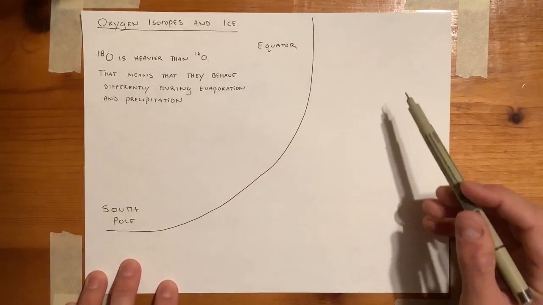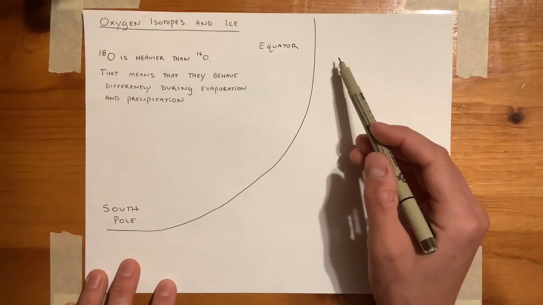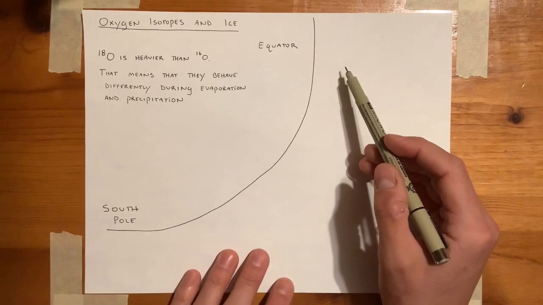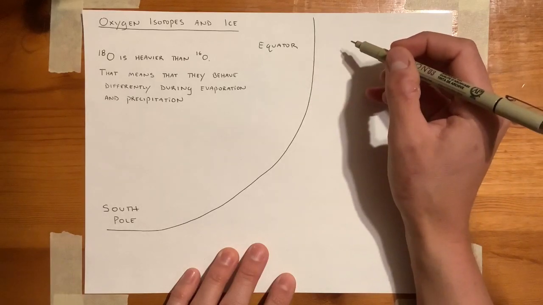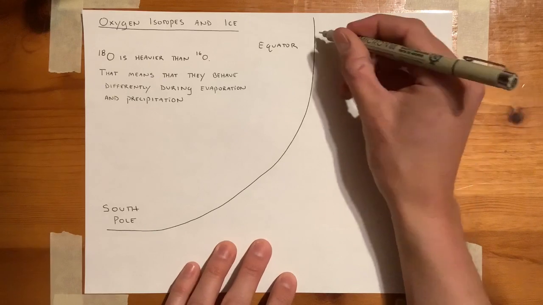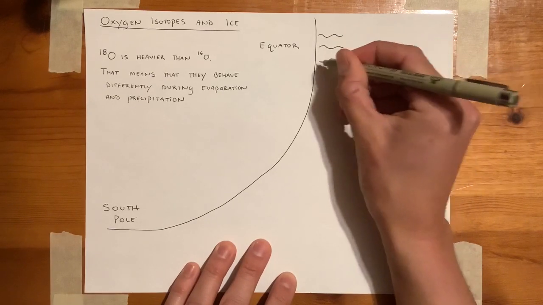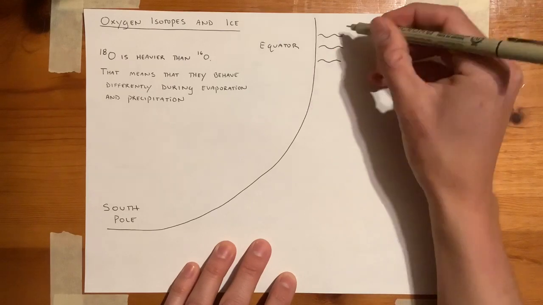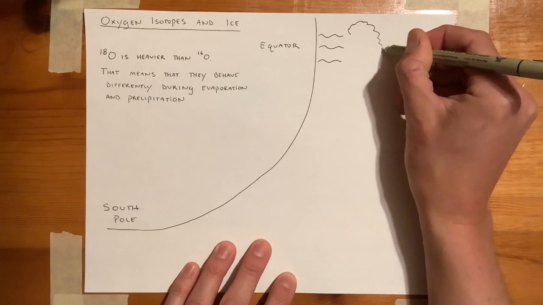Okay, so remember that at the equator, we receive much more direct sunlight, and so the equator is warmer than the poles. That means that the equator is very prone to evaporation of seawater. So there's lots of evaporation of seawater at the equator, and that evaporation of seawater makes clouds.